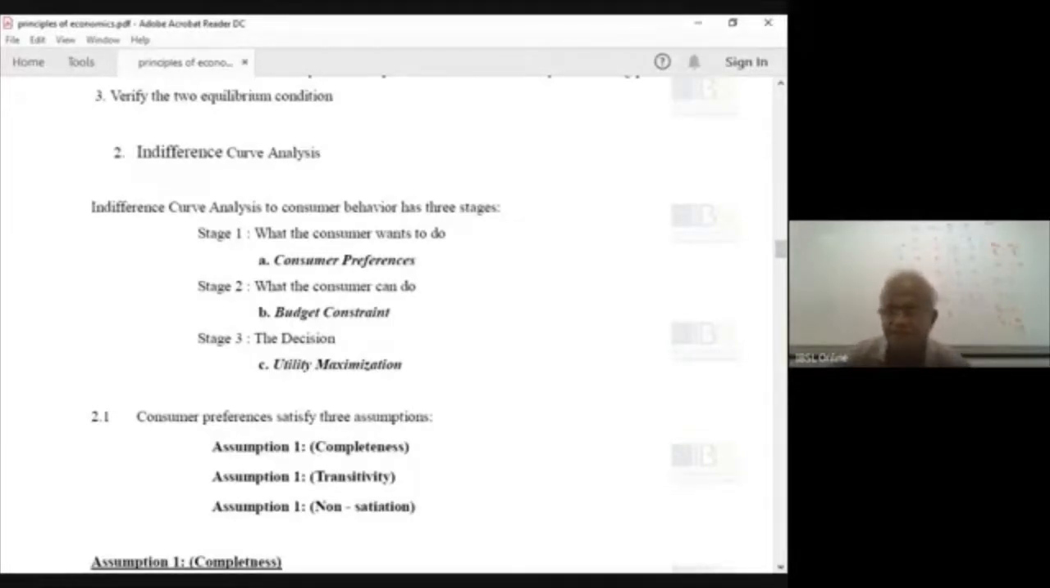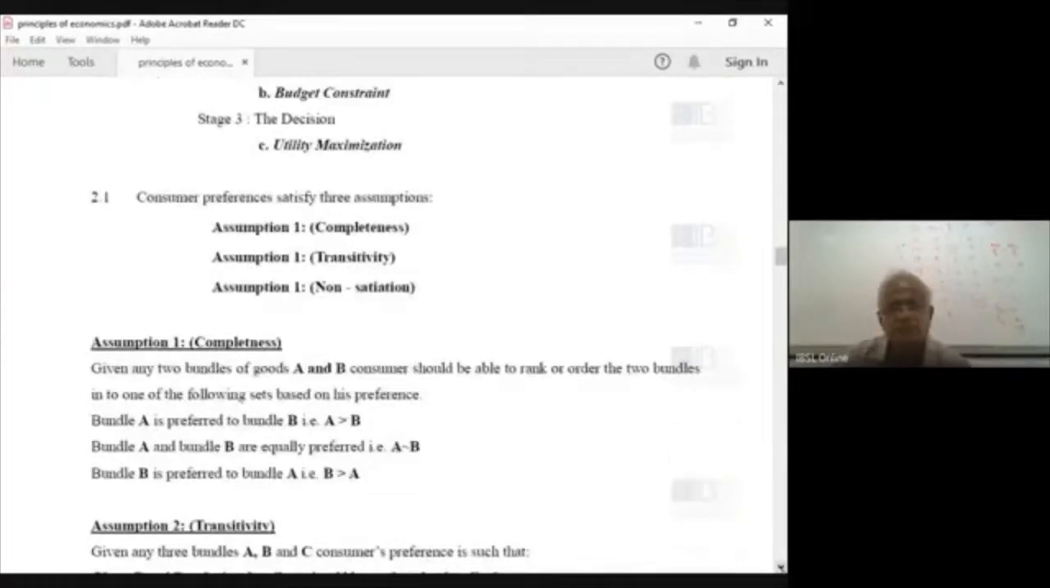What is completeness? Given any 2 bundles of goods, A and B, the consumer should be able to rank or order the 2 bundles into one of the following sets based on his preference. Bundle A is preferred to bundle B, A greater than B. Bundle A and B equally preferred, A equals B. Or bundle B is preferred, B greater than A. Right?